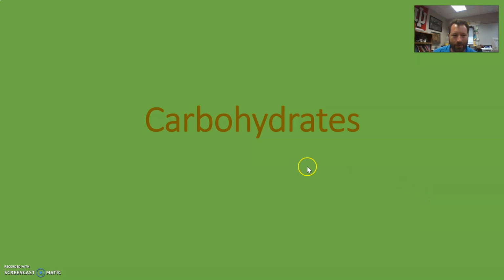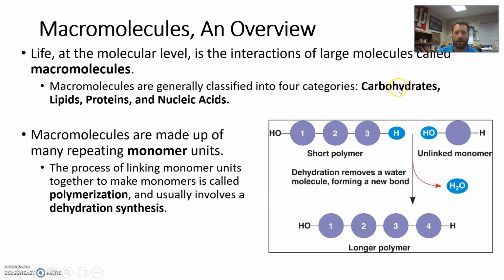Hey, welcome back. In this unit, we're going to dive in a little bit deeper to each of the four major macromolecules. We're starting off today with carbohydrates. All right, a quick overview. A lot of this should be refresher from last unit.